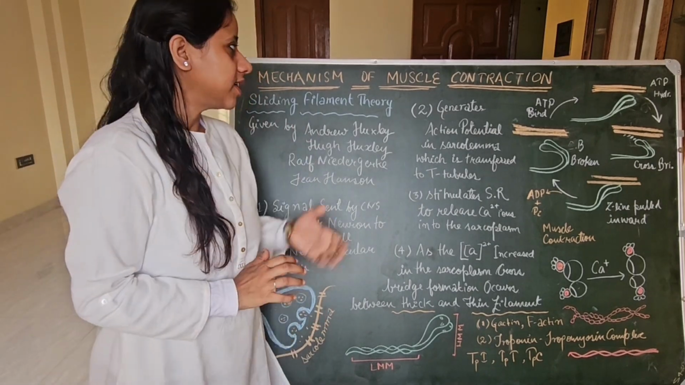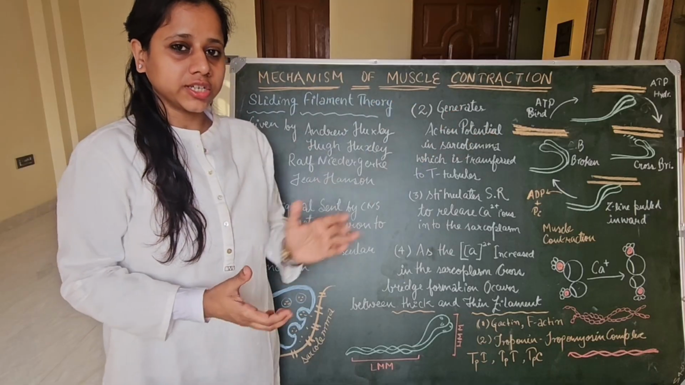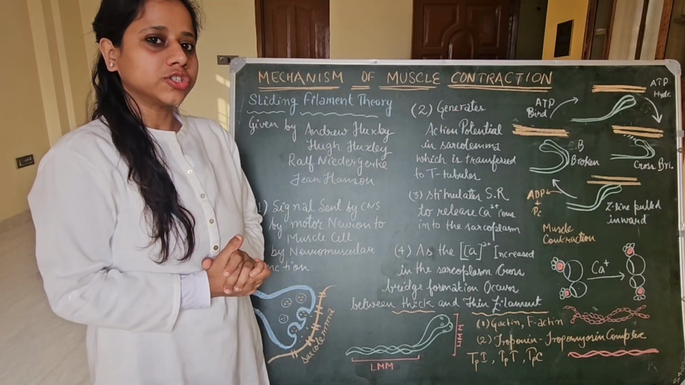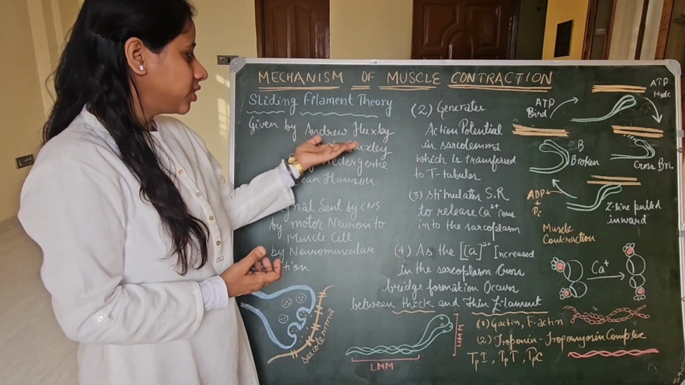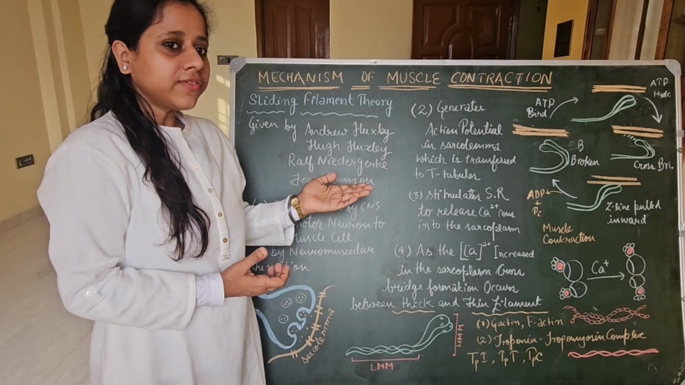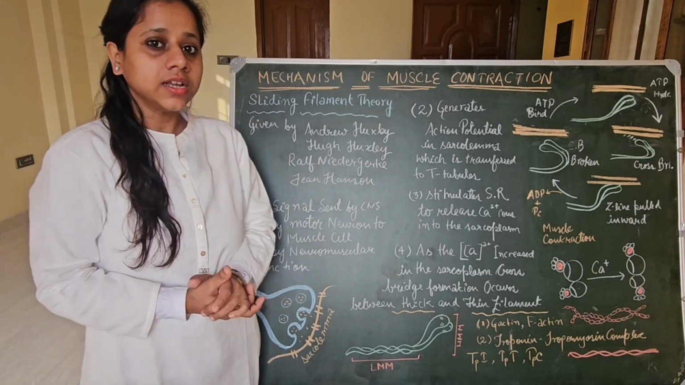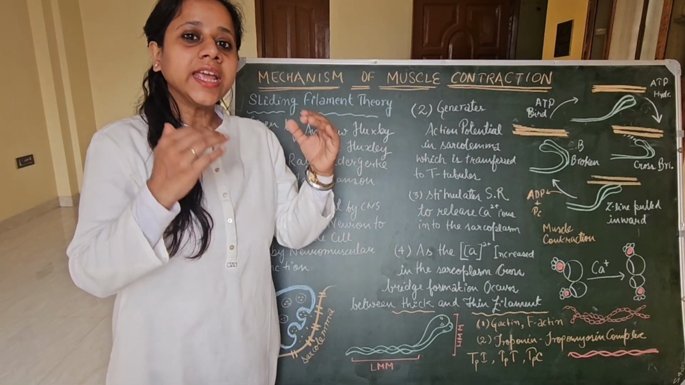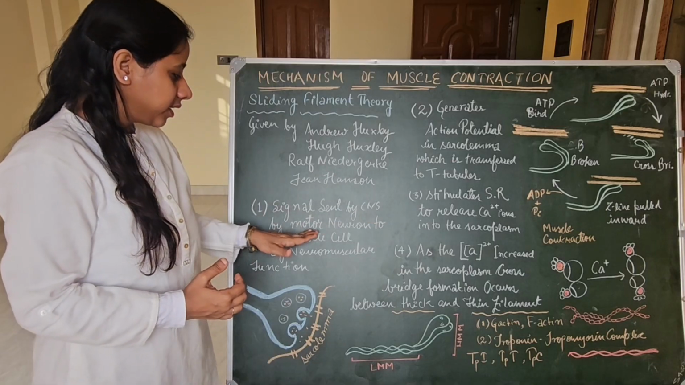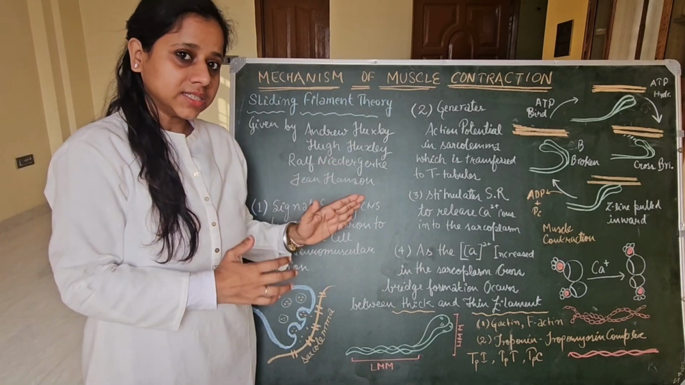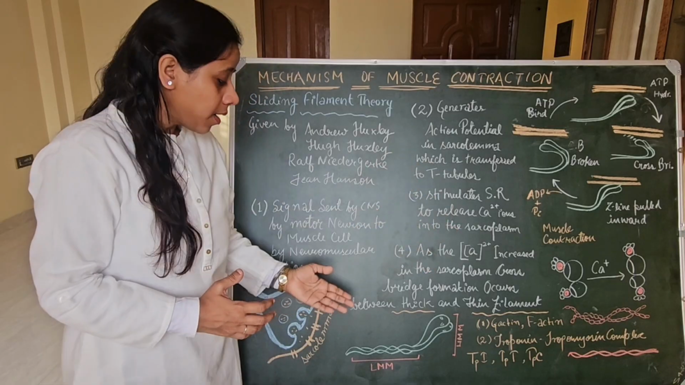Today we are going to discuss the mechanism of muscle contraction. The mechanism of muscle contraction was explained by the sliding filament theory, which was given by Andrew Huxley, Hugh Huxley, Ralph Niedergerke and Jean Hanson. Muscle contraction initiates when the central nervous system of our body sends a signal to the motor neuron, and then this signal reaches the muscle cell.